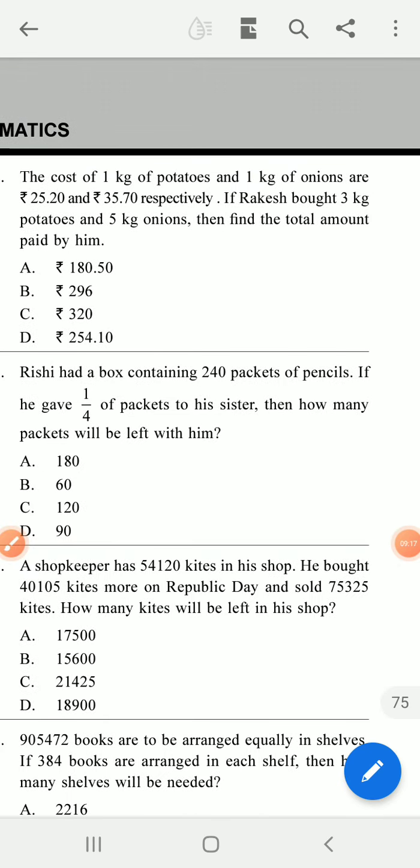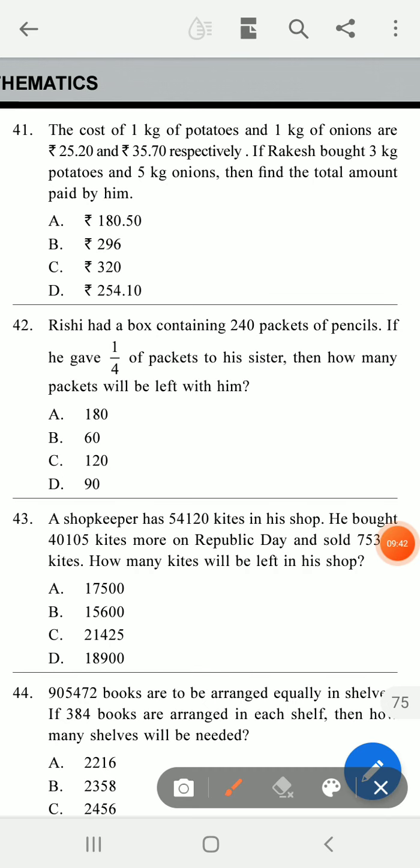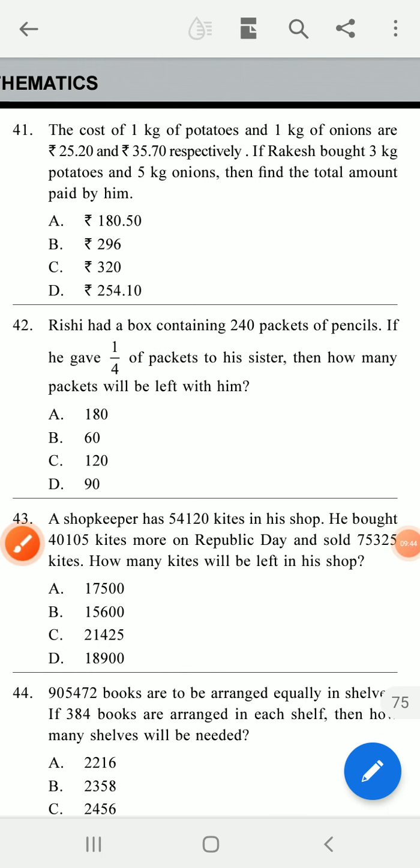Rishi had a box containing 240 packets of pencils. If he gave 1 by 4 of the packets to his sister, then how many packets will be left with him? So 240 into 1 by 4, you can easily find the number of pencils given to the sister, then subtract this value from 240. You can get the answer. So the answer is 42, A.